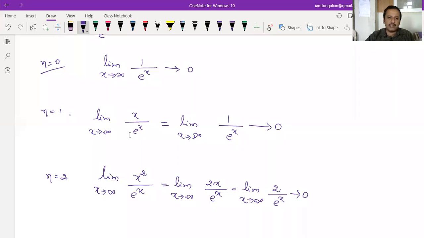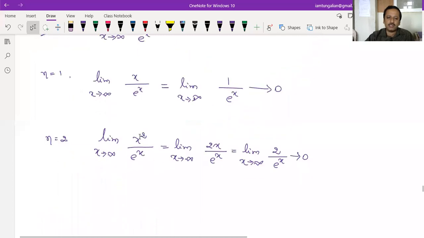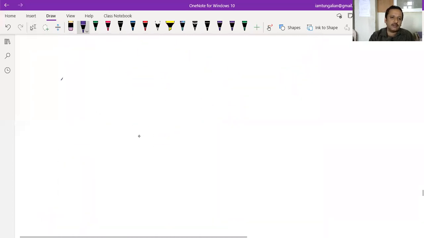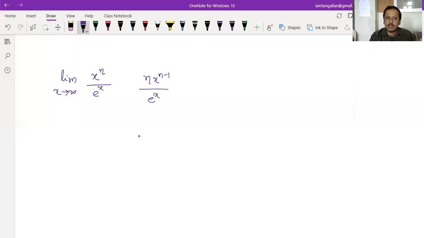Whenever n is any whole number, when you have x power n divided by e power x, if you directly apply the limit, it becomes infinity by infinity. So we use L'Hospital's rule. Once you differentiate, you are going to get n into x power n minus 1. The denominator will always remain as e power x only, because the derivative of e power x is e power x itself. So again, if you use L'Hospital's rule, just observe the power of x in the numerator, it goes on decreasing. Every time you differentiate, the power of x goes on decreasing, and at some point it should reach 0, right?